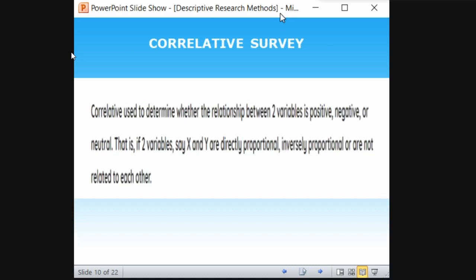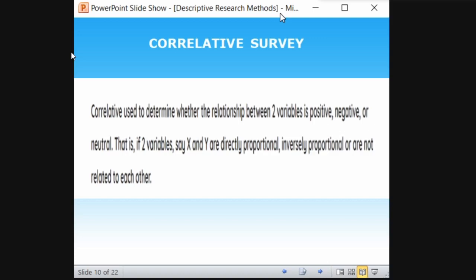Next is correlative. Correlative also should involve more than one, then only you can establish a relation between two variables. It is used to determine whether the relationship between two variables is positive, negative, or neutral. Okay. So there are two variables, say x and y: directly proportional, inversely proportional, or not proportional. We saw one example, right? How income of the employees affects performance. So income is one variable, performance is another variable.